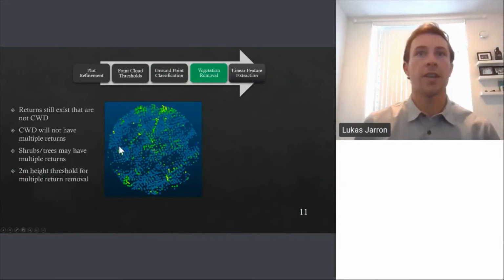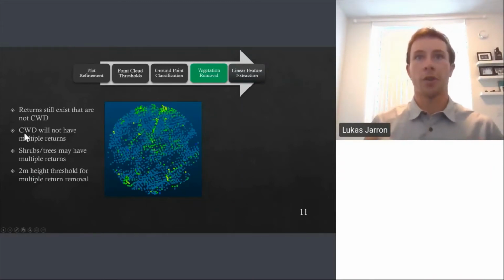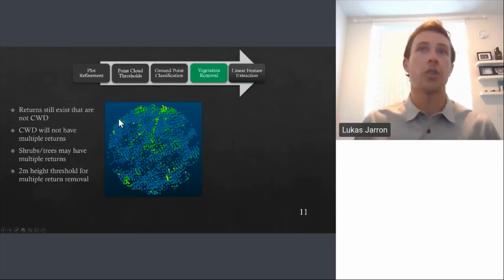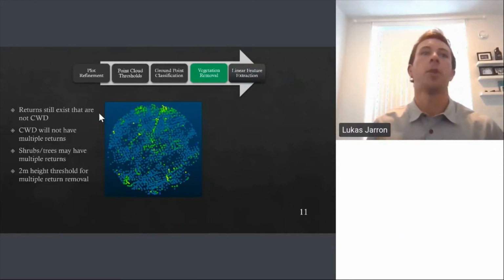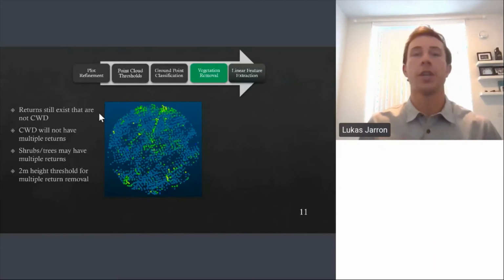So this image here is the same one you saw on the previous slide, but unfortunately, returns still exist here that are not coarse woody debris, and it's largely due to vegetation. So my approach to get rid of this was going off the idea that with LiDAR, coarse woody debris will not have multiple returns where shrubs and other vegetation might.